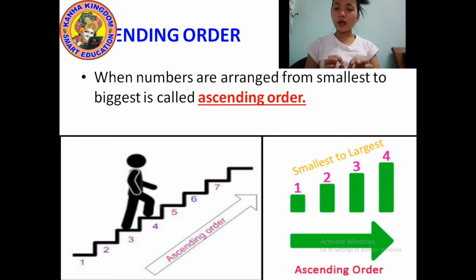Okay, when numbers are arranged from smallest to biggest, it is called ascending order. When numbers are arranged from the smallest number to the biggest number, we say that the numbers are in ascending order arrangement. Okay, now see the second picture, smallest to largest, 1, 2, 3.